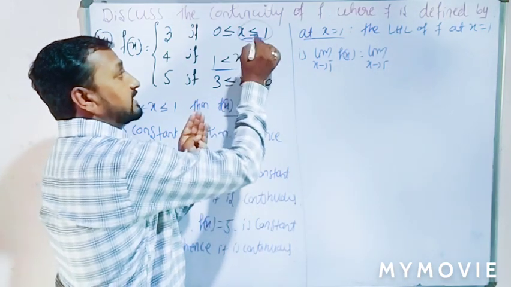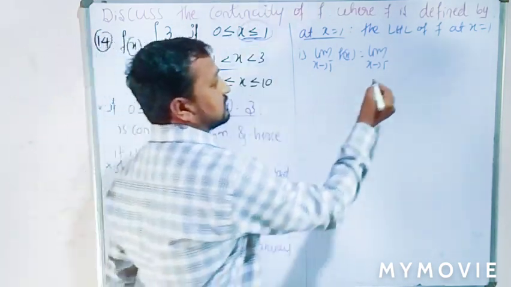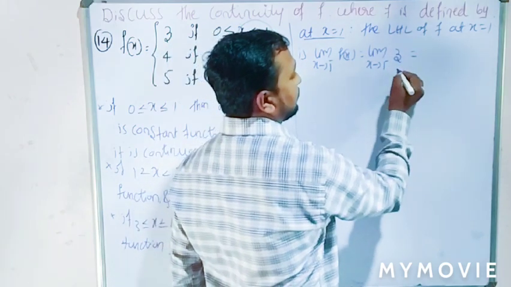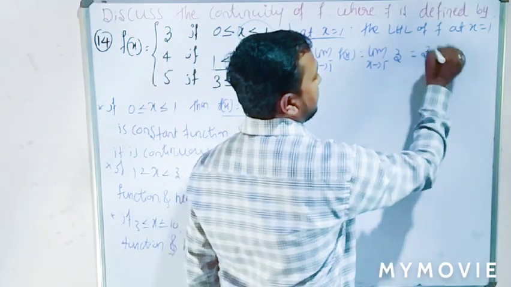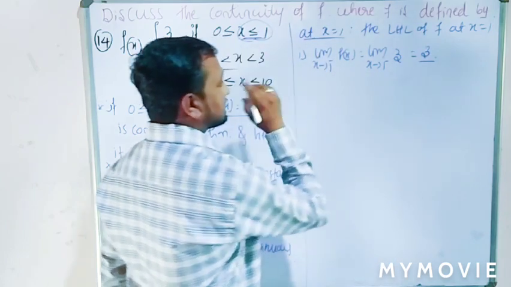For x less than 1, this should be the LHL, that is 3. Here there is no value of x, so directly we can write 3. The value of the LHL is 3 in this example.